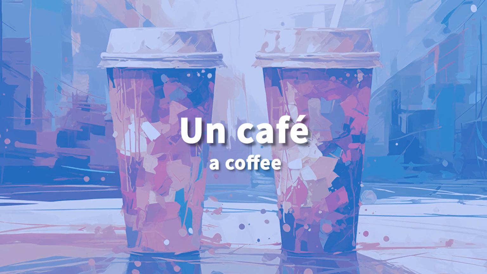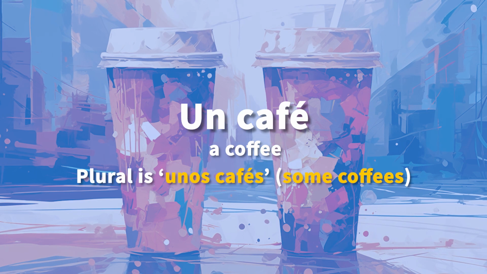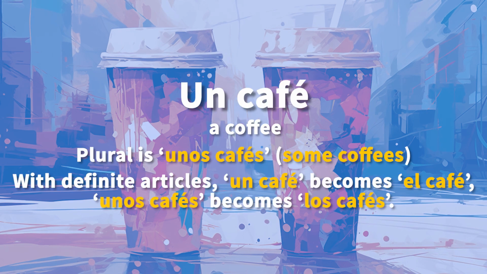Un café means a coffee. Un is the masculine singular indefinite article. Café is a masculine noun despite not ending in o. So the plural of un café is unos cafés. And if we used definite articles, un café turns into el café, and unos cafés turns into los cafés.